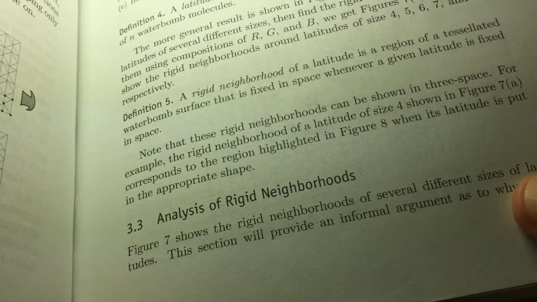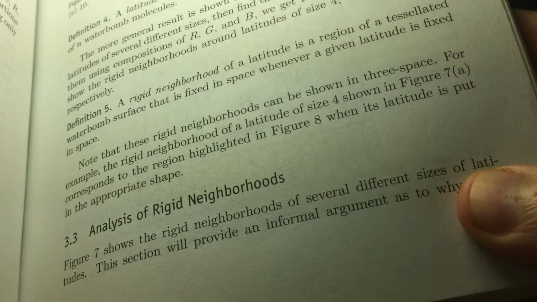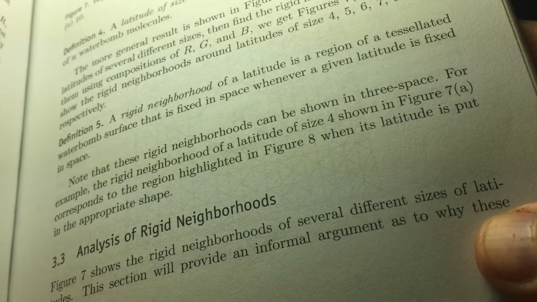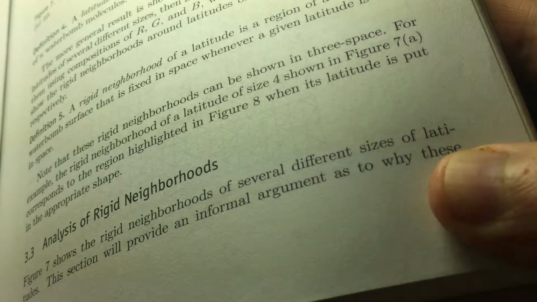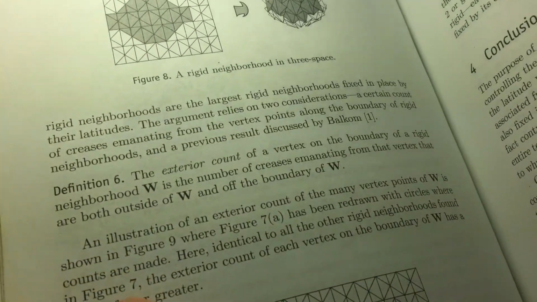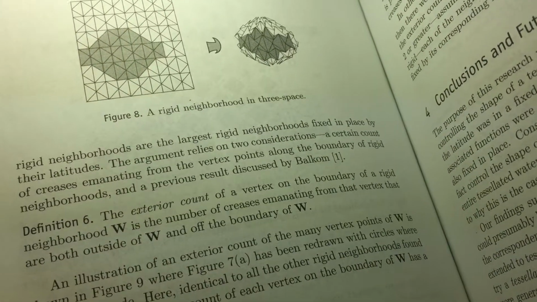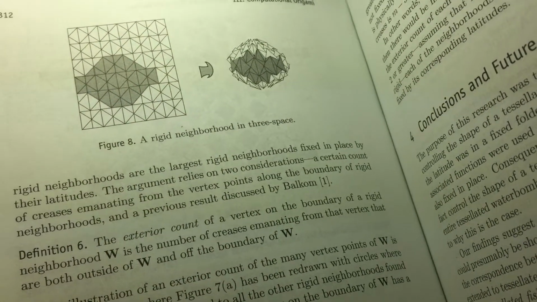Here is the analysis of rigid neighborhoods. Figure 7 shows the rigid neighborhoods of several different sizes of latitudes. This section will provide an informal argument as to why these rigid neighborhoods are the largest rigid neighborhoods fixed in place by their latitudes.